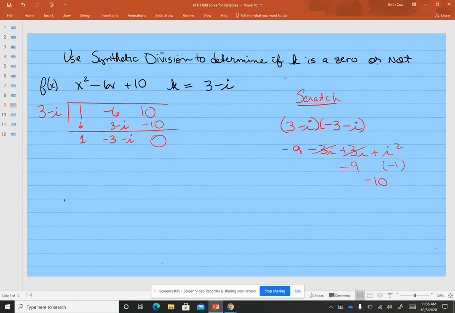So now the question is, is it a 0? Yes, it is. That's your answer. Yes, 3 minus i is a 0, because when I did synthetic division with it, I got 0. Right? A little scratch, a little FOIL, little remembering stuff we did from the beginning. It's coming back, y'all. It's coming back. Okay? All right.